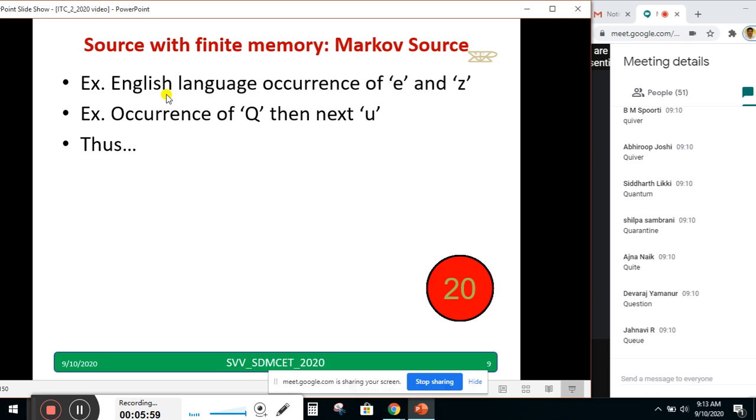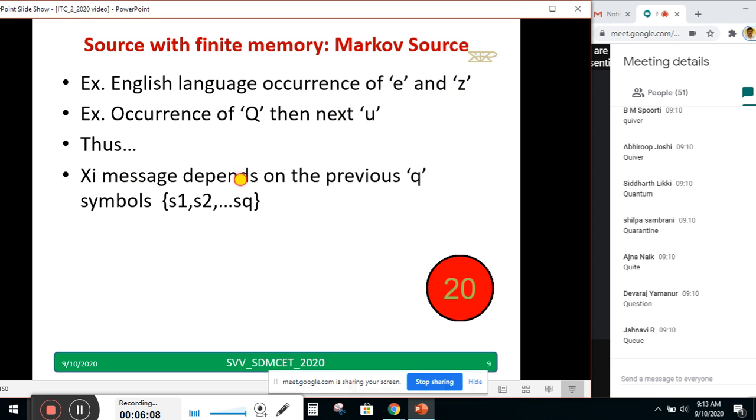In the English language, we have discussed the occurrence of E and Z. Definitely, whenever I say Q, the next letter will be U. So the message depends on the previous q symbols. Hence, I can say it's a qth order Markov source, or you can simply say Markov source. Both are the same.